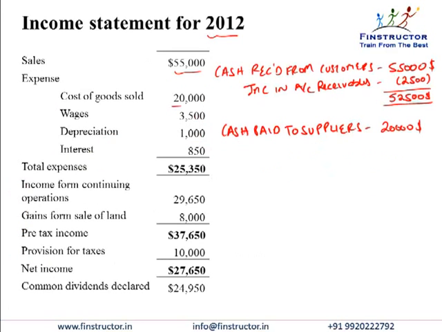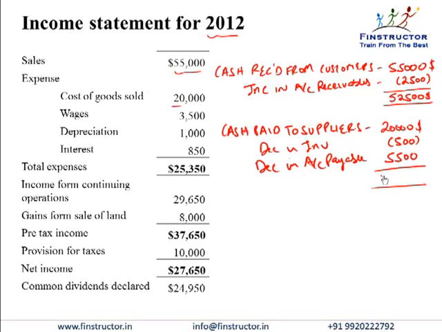So we'll subtract $500 as the decrease in inventory. So the cash spent was not $20,000, it was only $19,500. But we'll need to add back $5,500 that we have additionally spent as the decrease in accounts payable. So the total cash paid to suppliers would be $25,000.